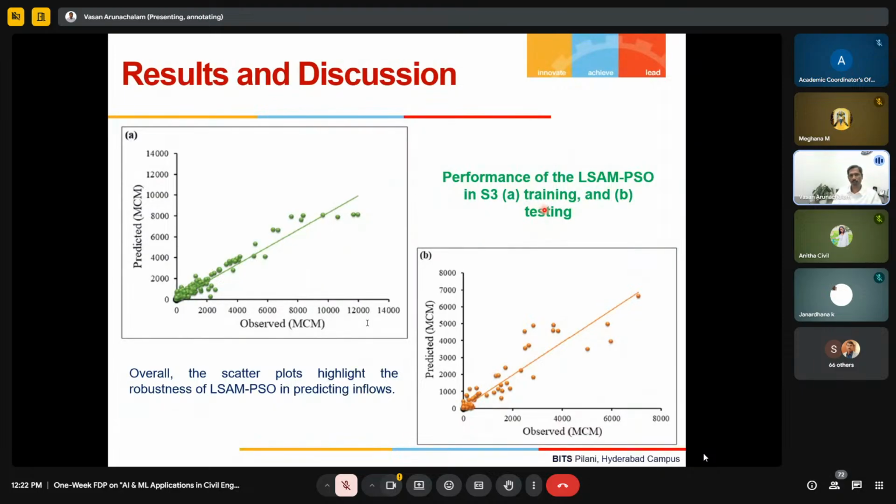In the training phase also, you see that the alignment is reasonably strong. So that part is there. And in the testing phase also, you will see that things are relatively okay.